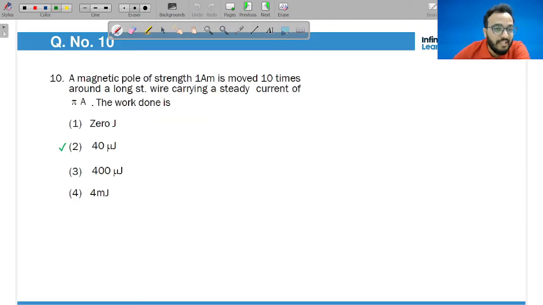Now question number 10. A magnetic pole of strength, so the pole strength they have given us, that is 1 unit, moves 10 times. So the number of turns it took is 10 times, around a long straight wire carrying a steady current, which is also given, pi ampere. Now very carefully let's do it.